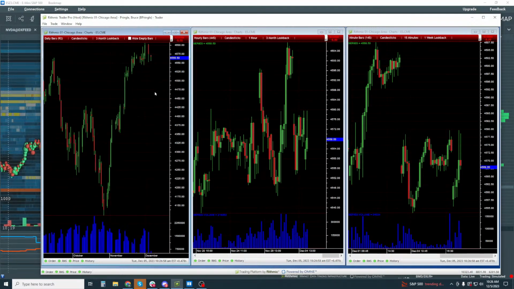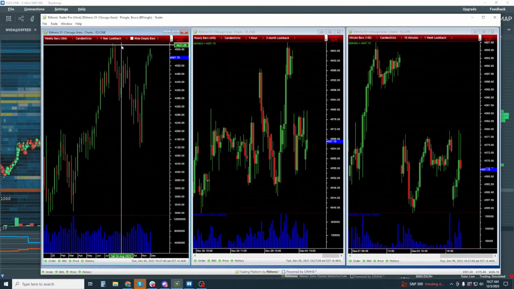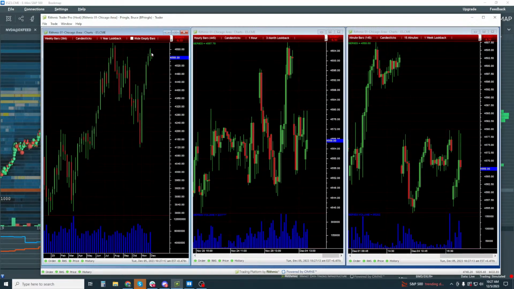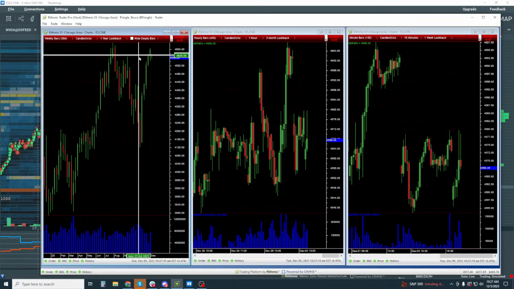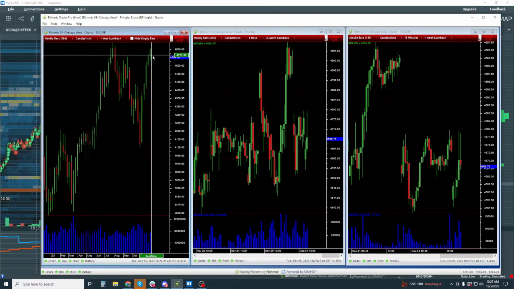Let's take a look at the daily. This is the move I'm talking about. And what about today? What's happening today? On the weekly, you can see we're trading up into this area where it dropped from. So we anticipate a slowdown at this point, maybe a bit of a pullback, maybe a consolidation period.